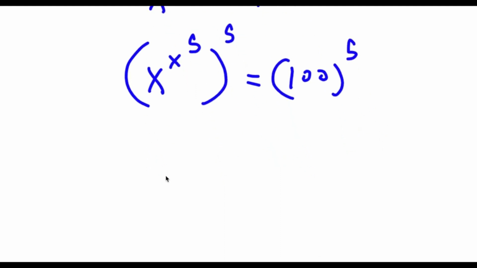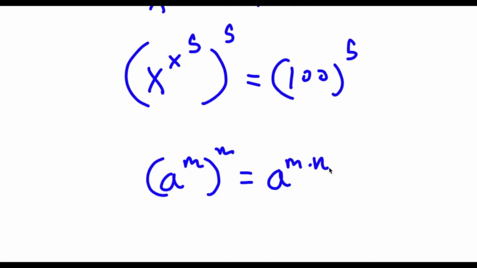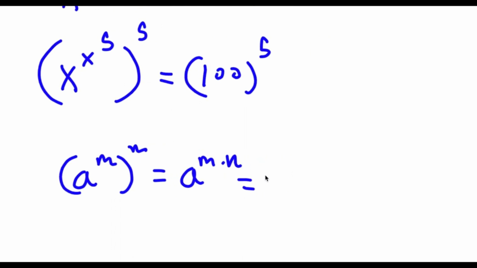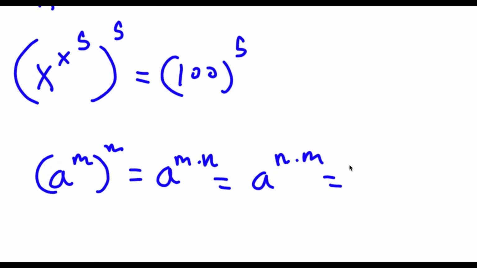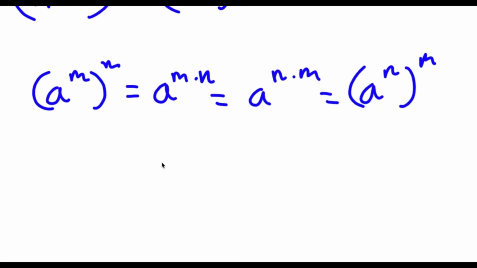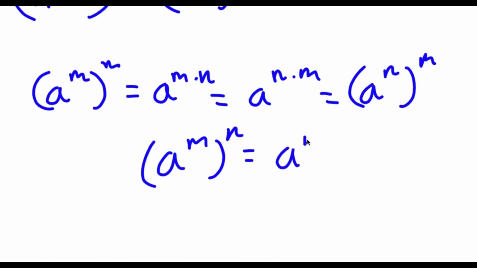Now, if I have something in the form a to the power of m to the power of n, this is the same thing as a to the power of m times n. And a to the power of m times n, m and n are interchangeable, meaning this could also equal a to the power of n times m. And if a to the power of m times n is equal to a to the power of m to the power of n, then this means that a to the power of n times m is equal to a to the power of n to the power of m. So in simpler terms, a to the power of m to the power of n is equal to a to the power of n to the power of m.